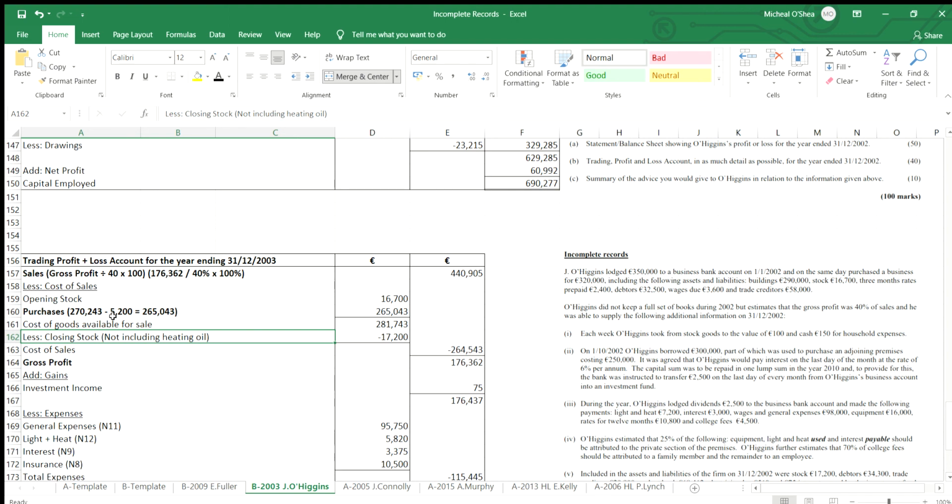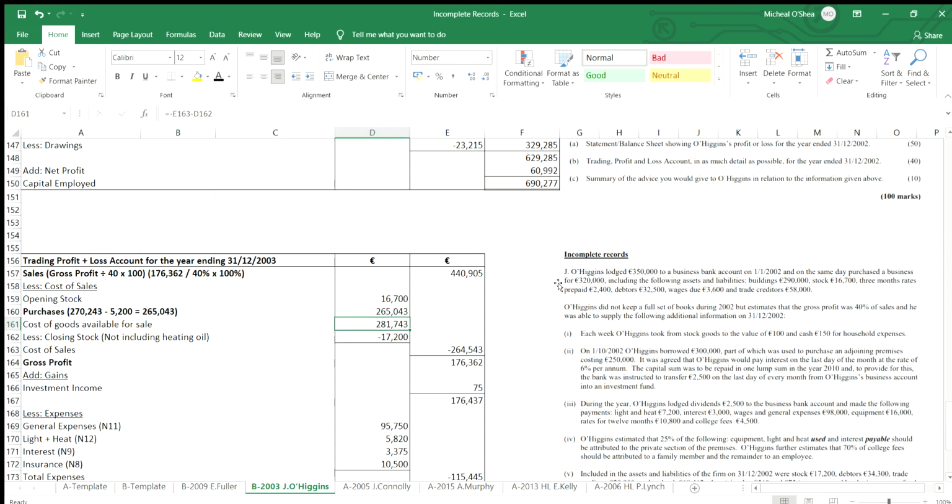Again, double check, does it make sense? 270,243 minus 5,200, and it should be equal to that, and it is. Again, check this one, does it make sense? 16,700 plus 265,043, 281,743, does it make sense? Yes, it does.